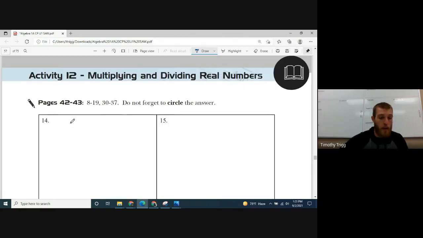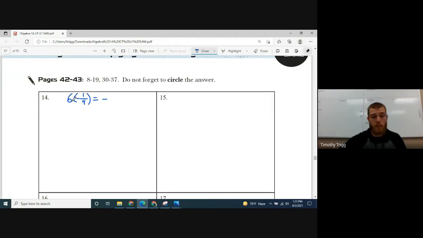14. So here we're multiplying a whole number times a fraction. So it's 6 times -1/4. Okay. So again, it's a positive times a negative. So I know my answer is going to be negative. But how do I multiply a whole number times a fraction? Well, it's actually pretty easy.